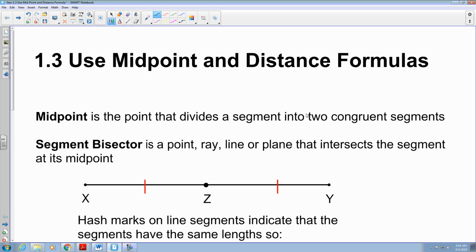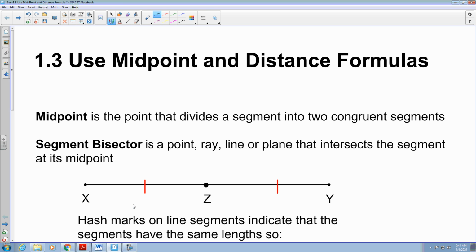All right, we're in section 1.3 where we're going to use midpoint and distance formulas. So we should all be pretty familiar with midpoint. By definition, midpoint is the point that divides a segment into two congruent segments.